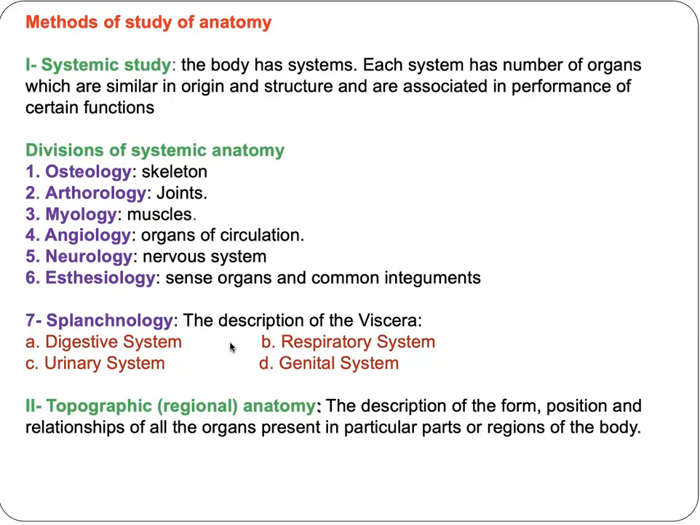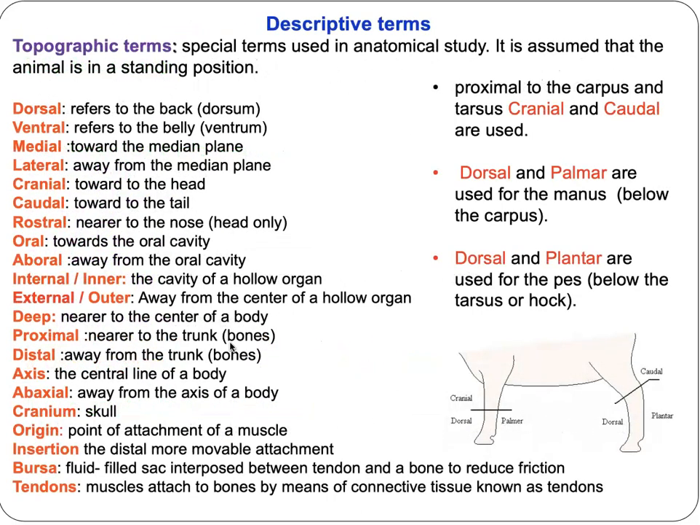The second method of studying anatomy is topographic or regional anatomy, which means we describe certain areas, like the limbs, head, neck, and pelvic cavity. Descriptive terms are very important to know the structure and description of anatomy. You can see we have dorsal, meaning towards the dorsum, and ventral, medial, and lateral. We have different terms like axial, abaxial, cranial, meaning the skull, and then the external and the internal.